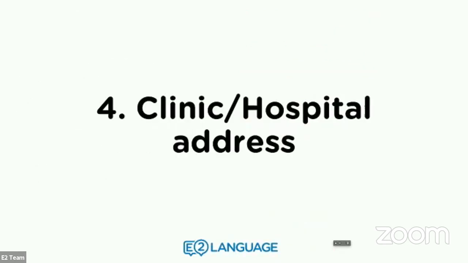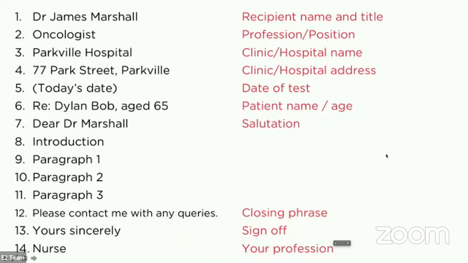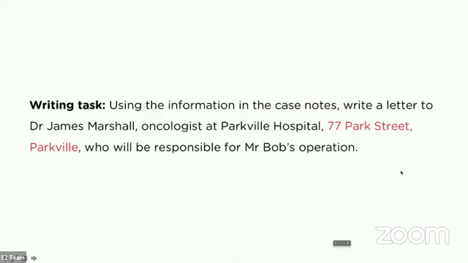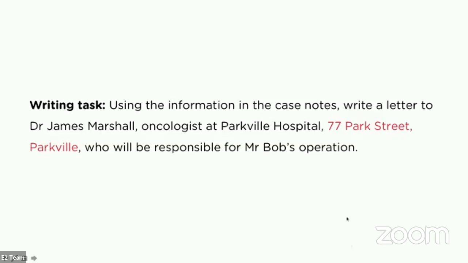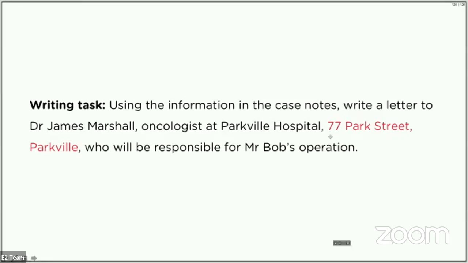Number 4, the clinic or hospital address. Again, have a look at number 4, 77 Park Street, Parkville. Where do we get that from? We get that again from the writing task. Make sure that you spell it correctly. Make sure that you use correct capital letters, and make sure that you separate the street name from the suburb with a comma, okay?